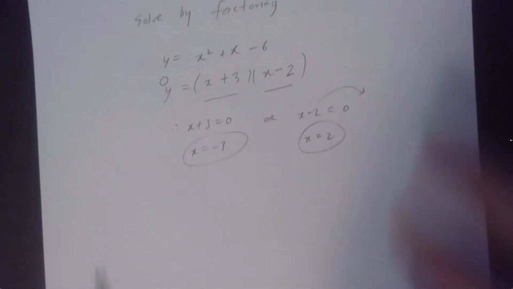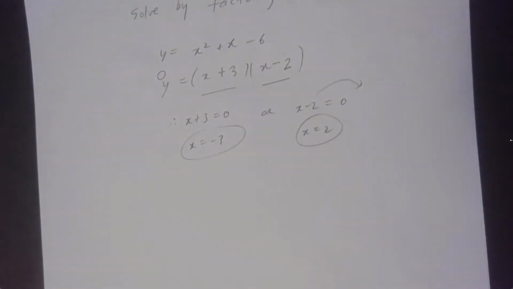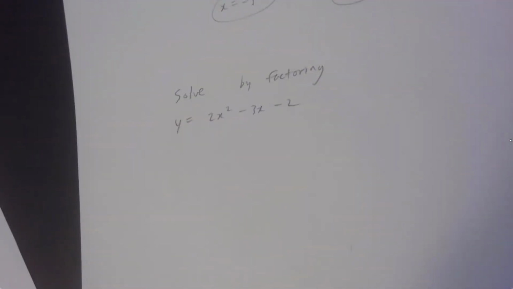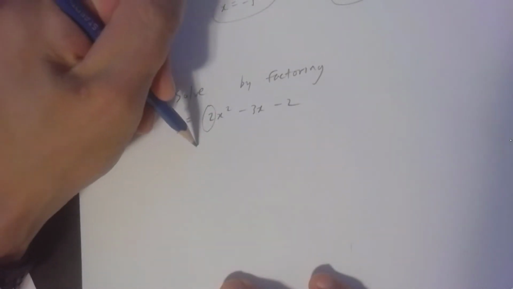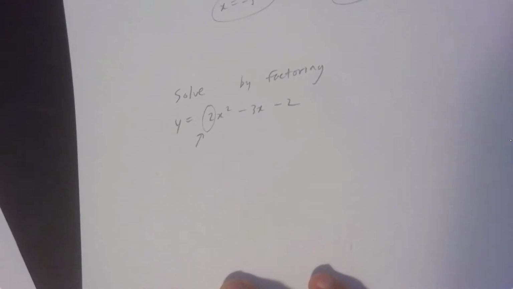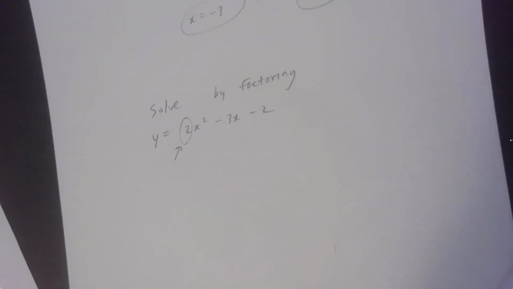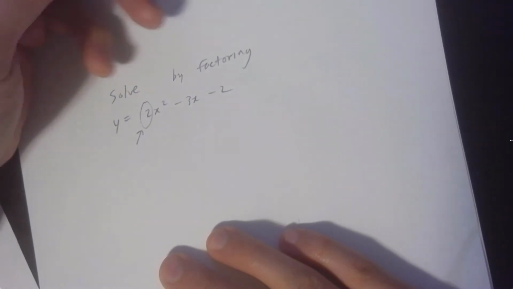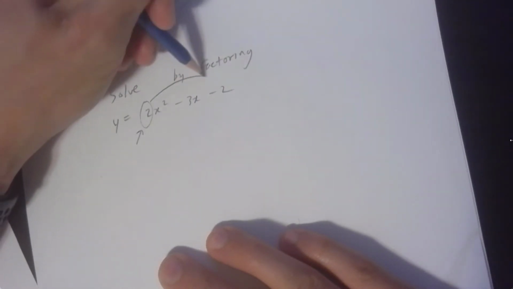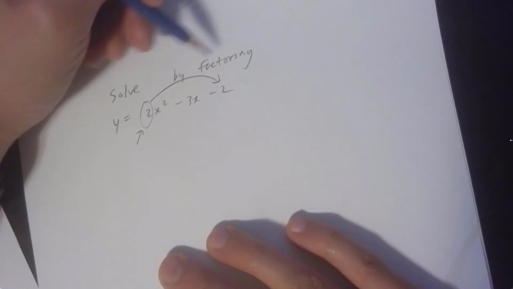Let's try another question. Let's solve this by factoring, and notice how the quadratic has a coefficient a value that's greater than 1. Recall how to factor trinomials where the coefficient a is greater than 1. We multiply 2 times negative 2. We're using the rainbow method.